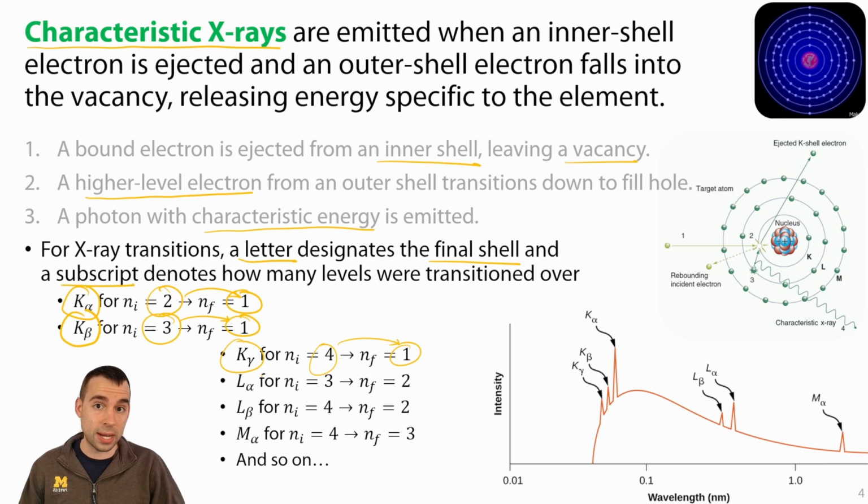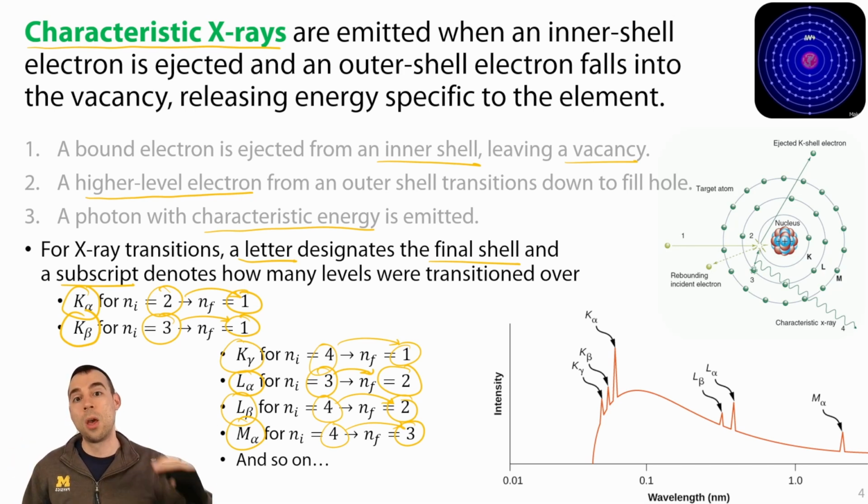But we can also have transitions that end up in a different shell other than 1. If our n final is the second energy shell, we can relax down from the third, and that would correspond to the L alpha X-ray that is emitted. The L beta would be a transition from 4 to 2. And then M alpha would be the next set of X-rays that we could get, from 4 to 3, and M beta would be 5 to 3, and so on. So we can label each of these different characteristic X-rays based on what electronic transition they correspond to in the atomic structure of the target.